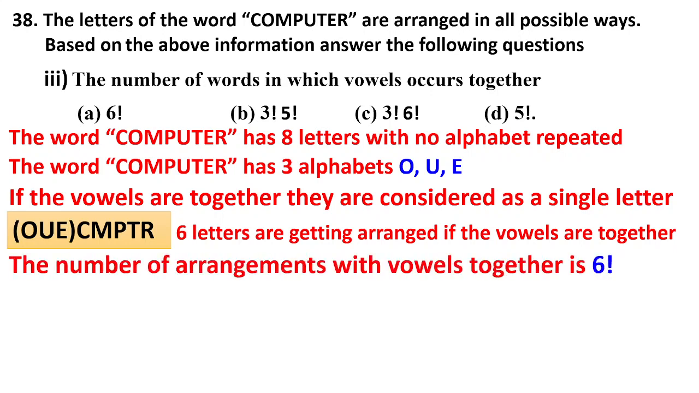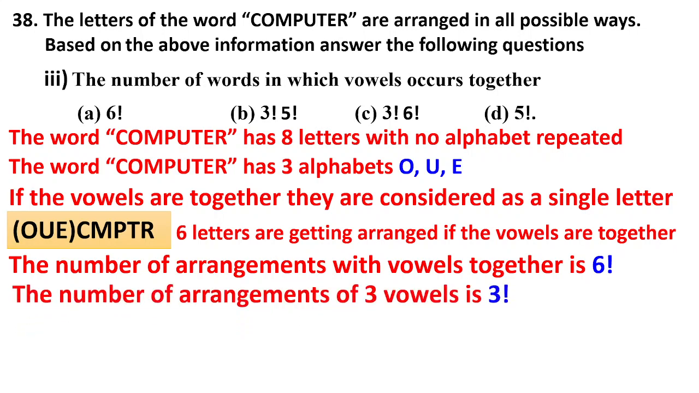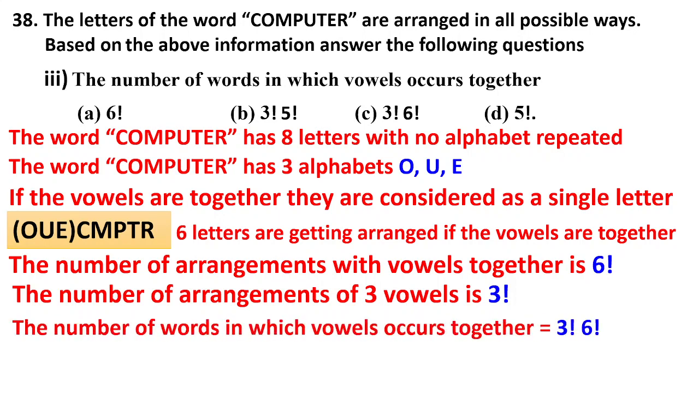Therefore, the number of arrangements with vowels together is 6 factorial. Now the vowels can arrange themselves. That will be 3 factorial, because O-U-E, there are 3 vowels. By making use of the principle of mathematical counting, it is 3 factorial into 6 factorial. Therefore, the correct option is C.